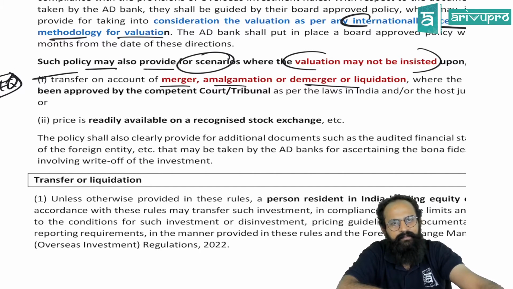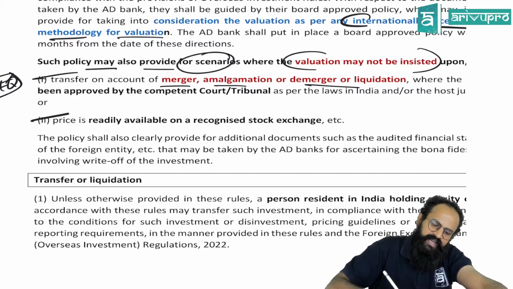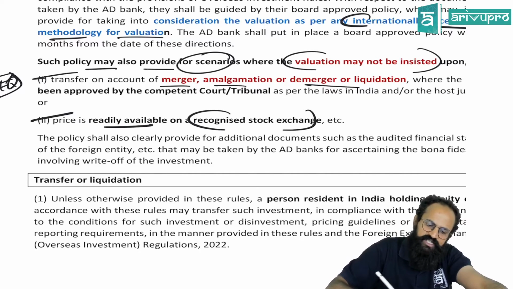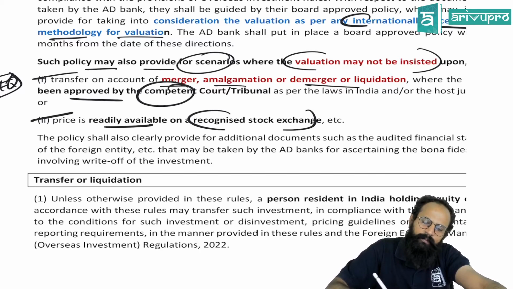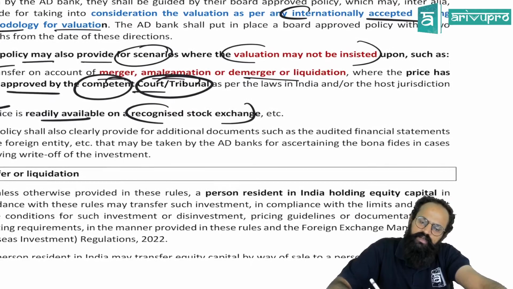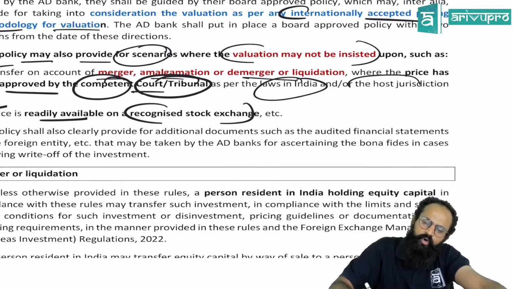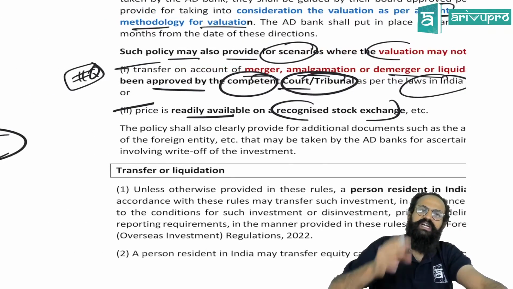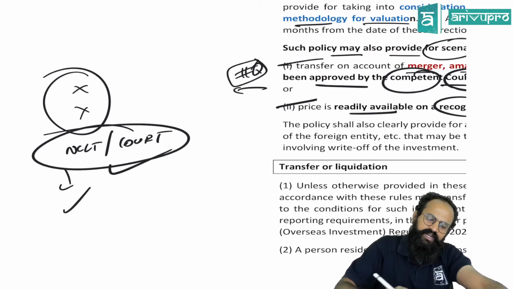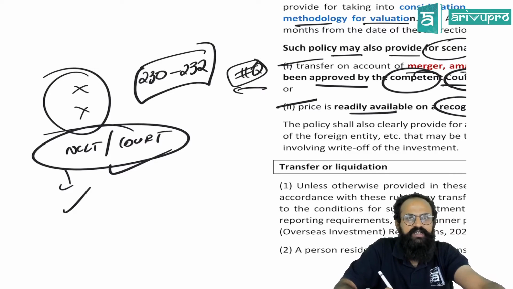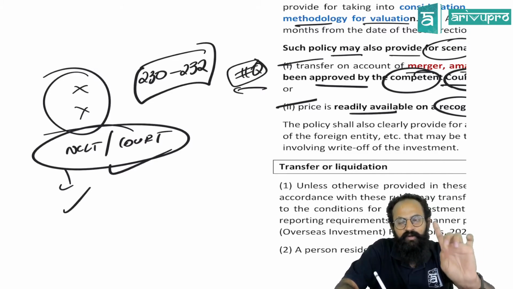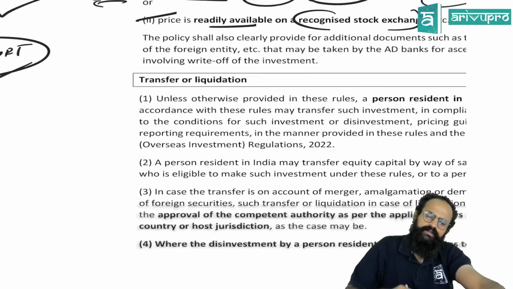Clear? Okay. See, the price is readily available on a recognized stock exchange, or this merger, amalgamation, demerger has been approved by a competent court or tribunal as per the law in India or the host jurisdiction. If you have already studied company law, the first one is about Section 230 to Section 232 of the Companies Act 2013. I'm just giving a cross reference for those who have already studied company law. If you have not studied, then ignore it, don't even bother. Okay.